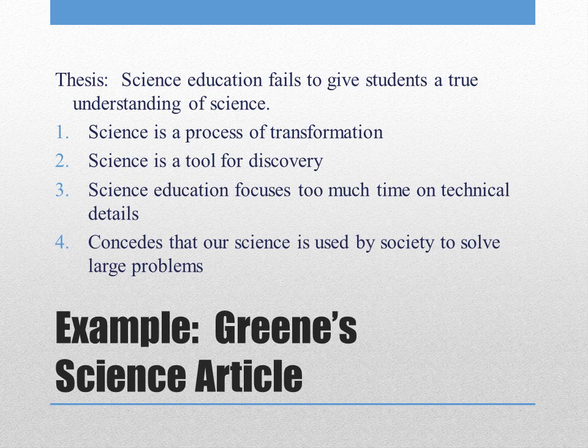Here's an example from the Green article that I've been working on for class. Here's an example of the T123, and actually I put T1234 because I wanted to add where Green concedes that science is used to solve larger problems in society. But he argues that science education fails to give students a true understanding of science. Science is a process of transformation. Science is a tool for discovery, and science education focuses too much on technical details. Those are the big picture ideas from Green's article.